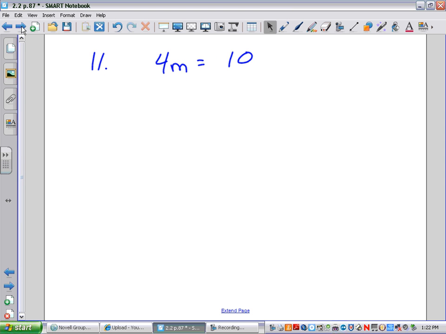Number 11. 4m equals 10. So 4 times what number gives you an answer of 10? Well, you should know to divide by 4. That way your 4's can be marked out. That equals 1. And m would be 10/4, but really I can't leave that as an unreduced fraction.